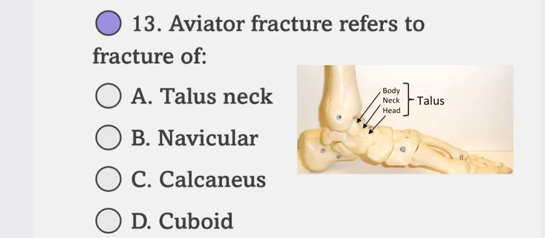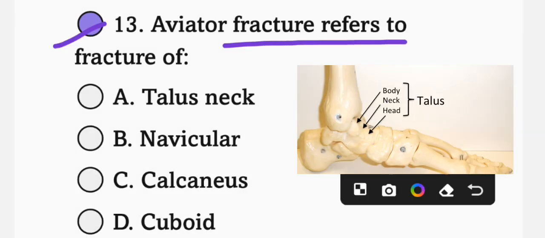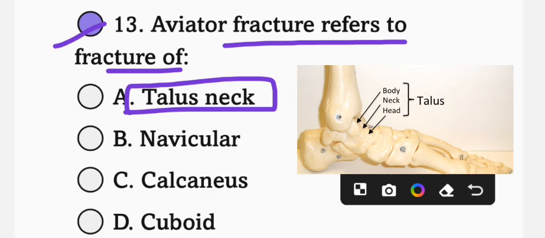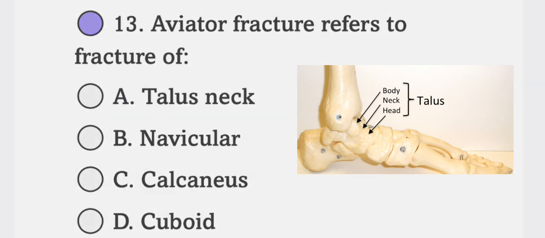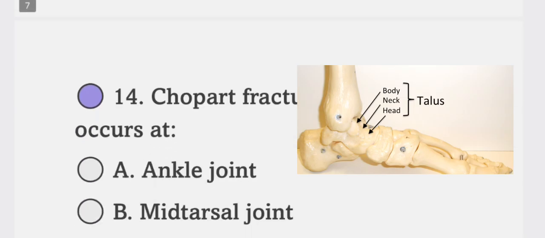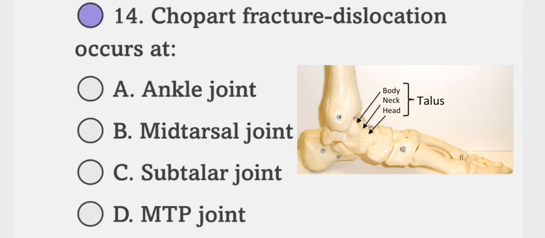Now come to our 13th question. Aviator fracture refers to fracture of... So aviator fracture is actually a one-line question and a repeated question, and aviator fracture is seen as a talus neck fracture. So A option given is the correct option, because it is commonly seen in pilots during aircraft crash injuries. So A option given is the correct option.